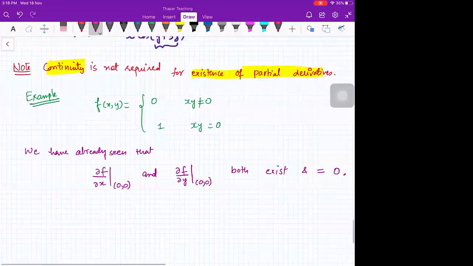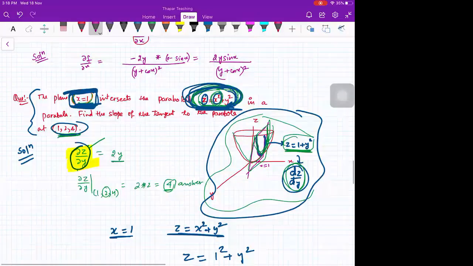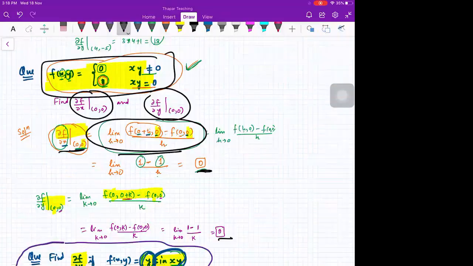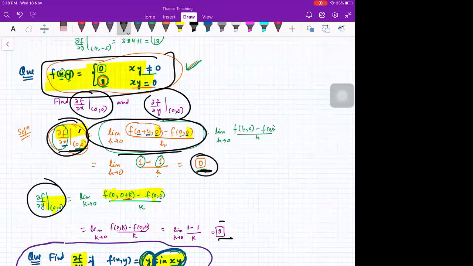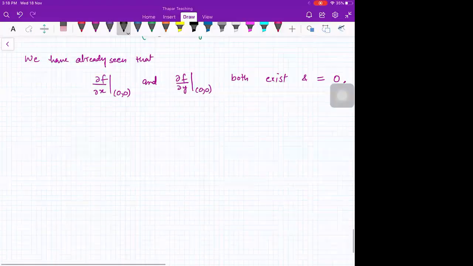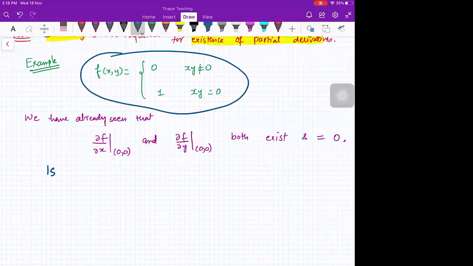We have already seen in this example that this was your function. We computed curly f by curly x and we also computed curly f by curly y. The limit exists in both the cases, so you get 0 for both the derivatives, right? Is that clear? But now, is this a continuous function? Look at this function. Is it continuous at (0,0)? No, ma'am.